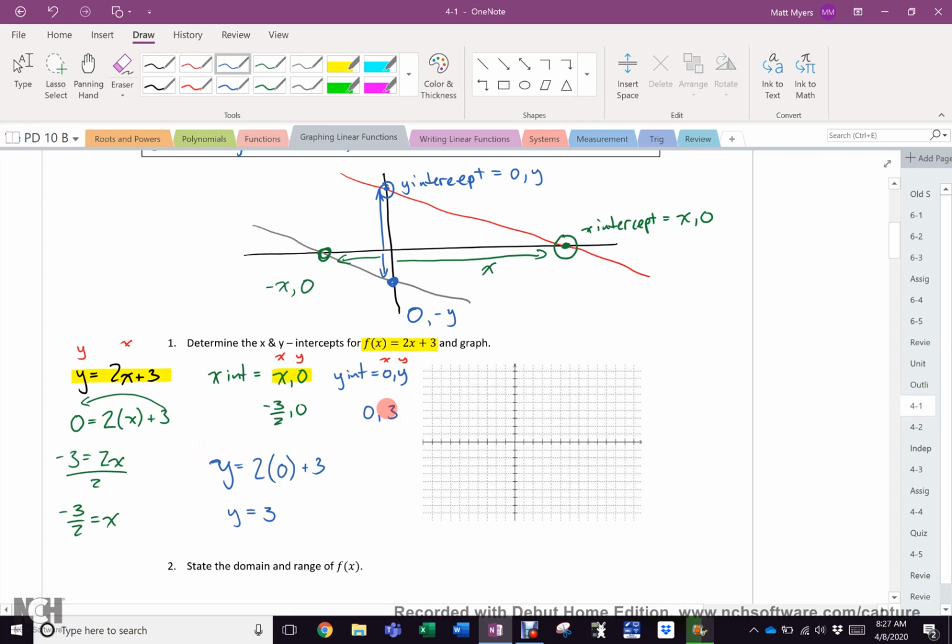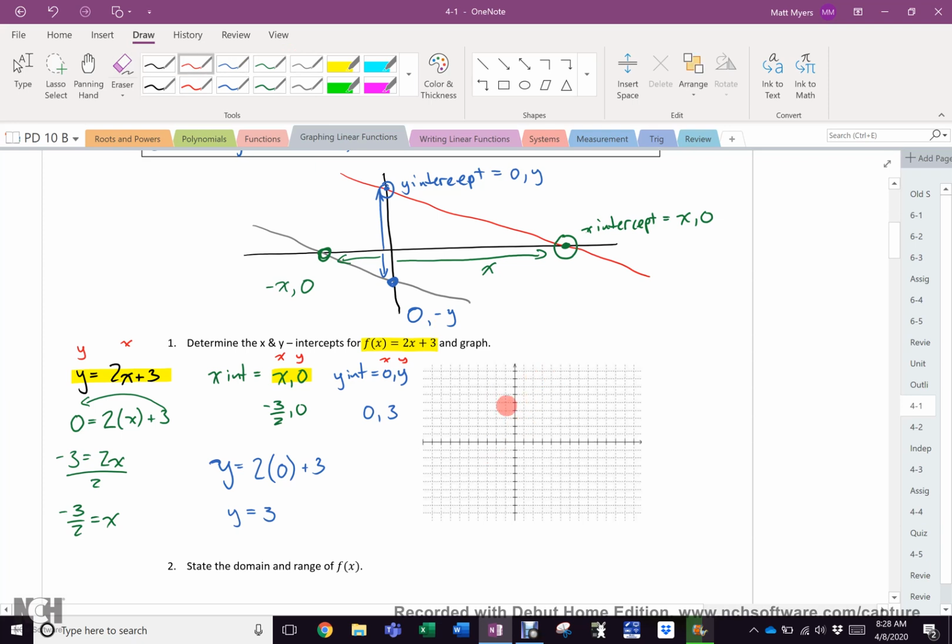So, negative 3 over 2 is 1.5. So if I go over to 1 and 2, half is in the middle. Well, that's a bit of a pain. But we could put the dot right there. There's negative 1.5. And 1, 2, 3. There is my y value. And then what do I do? I connect them with a straight line. That's option 1.